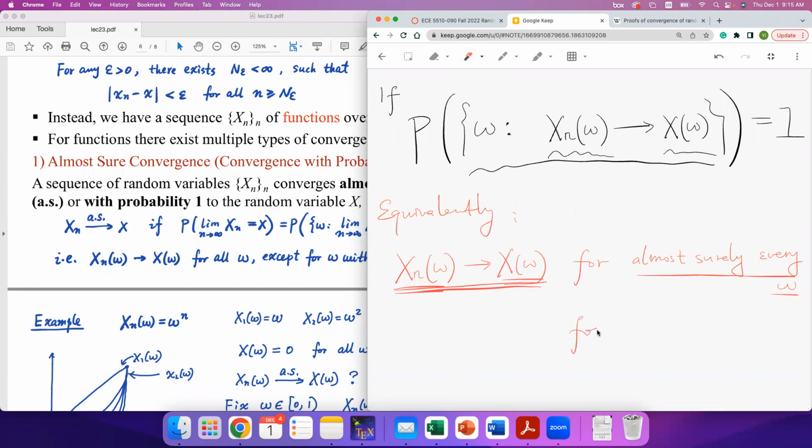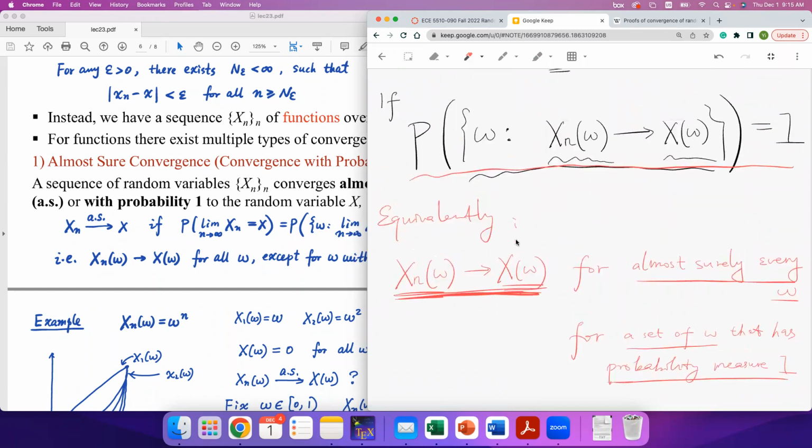Or you can say that it holds for a set of omega that has probability measure 1. This set of omega that has probability measure 1 corresponds to this statement. Well, in this set of omega, we have this convergence. So basically, almost sure convergence requires that the realizations of this sequence of random variables converge to the realization of the target random variable x for almost surely every outcome.